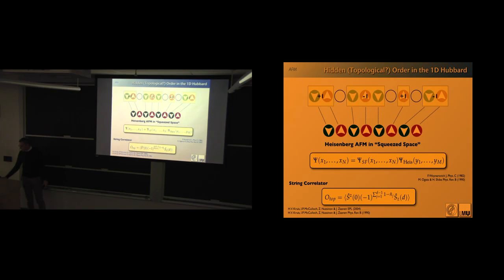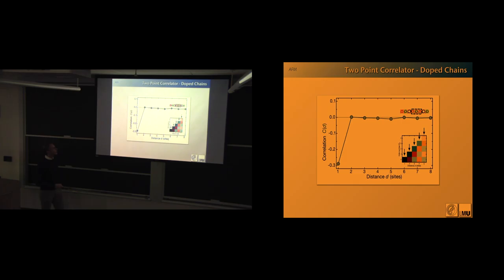So let me show you some data on this. Here's a two-point correlation result for the spin-spin correlations at different doping levels, from about 10% doping to 70% doping. The only thing you see in this data is that when the spins are right next to each other, they are antiferromagnetically aligned. They are negative spin correlations. But beyond that, there's absolutely no structure in this data. So if you see this as an experimentalist, you would say, well, this is not an antiferromagnet. I don't see any antiferromagnetic order in this system.